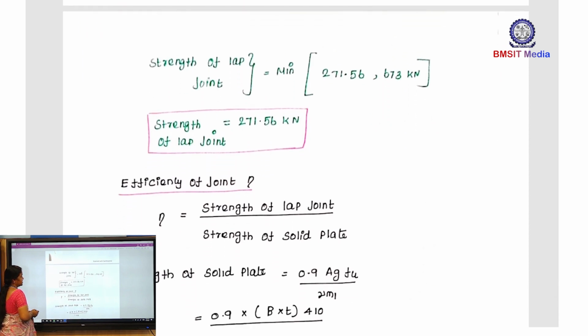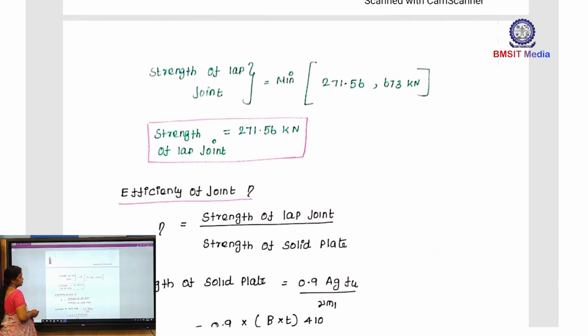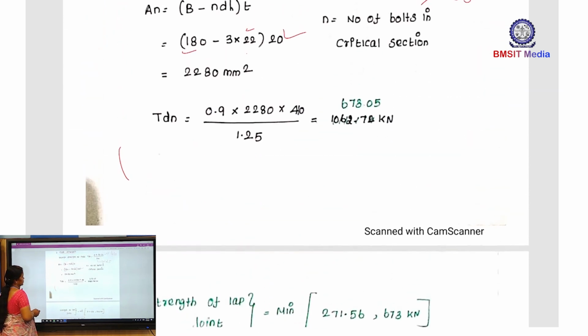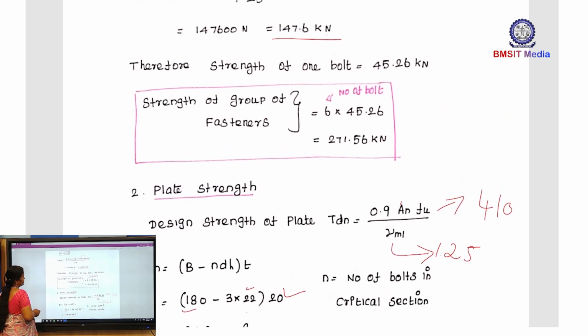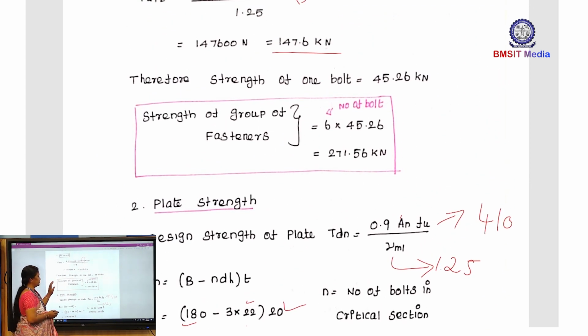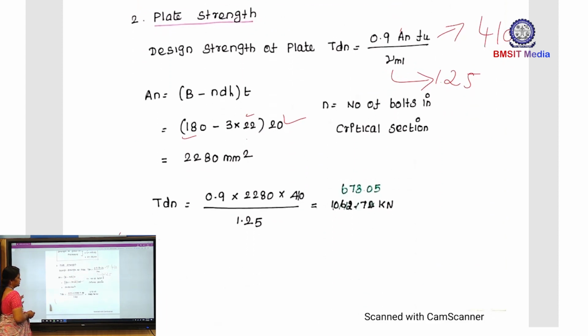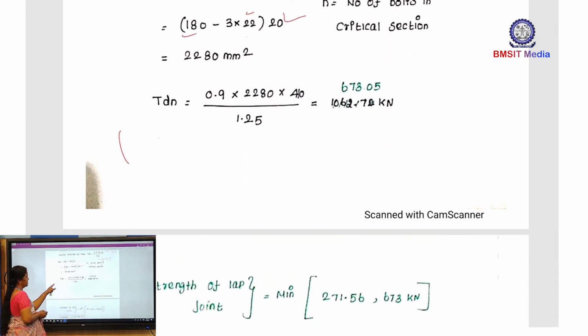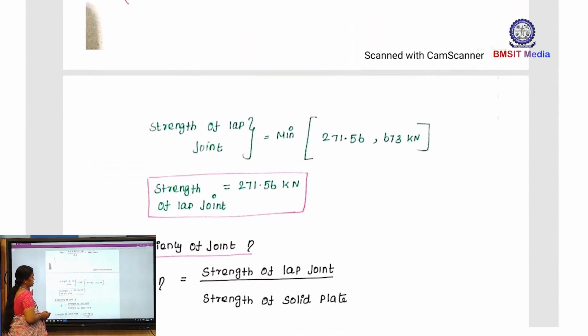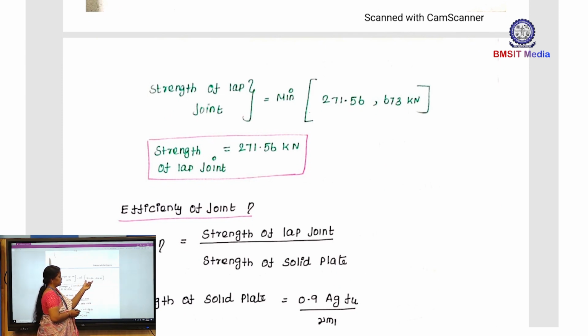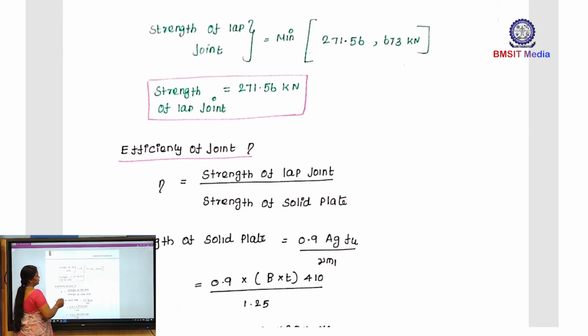Now, coming to the strength of the joint. What is the strength of the joint? It is the minimum value of the strength of 6 bolts and the plate strength, 673.05. This is the strength of 6 bolts and this is the strength of the plate. Which one is minimum? 271.56 is the minimum. So, the strength of the lap joint equal to 271.56 kilonewton.